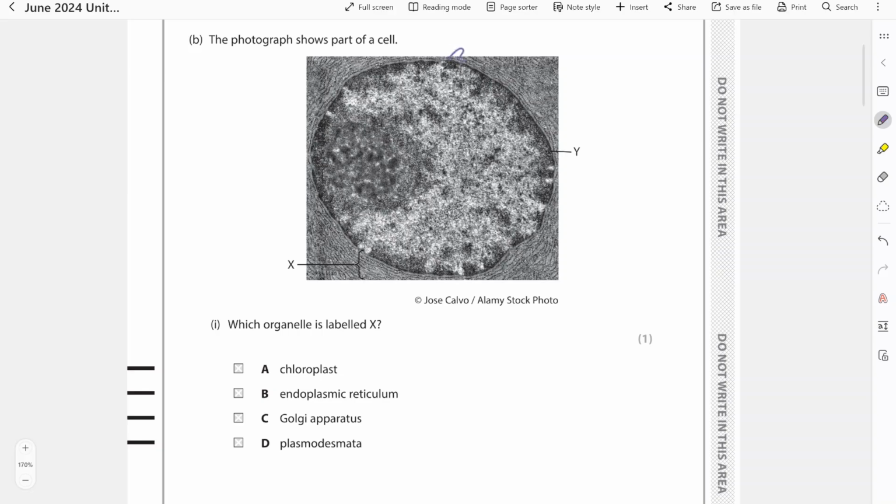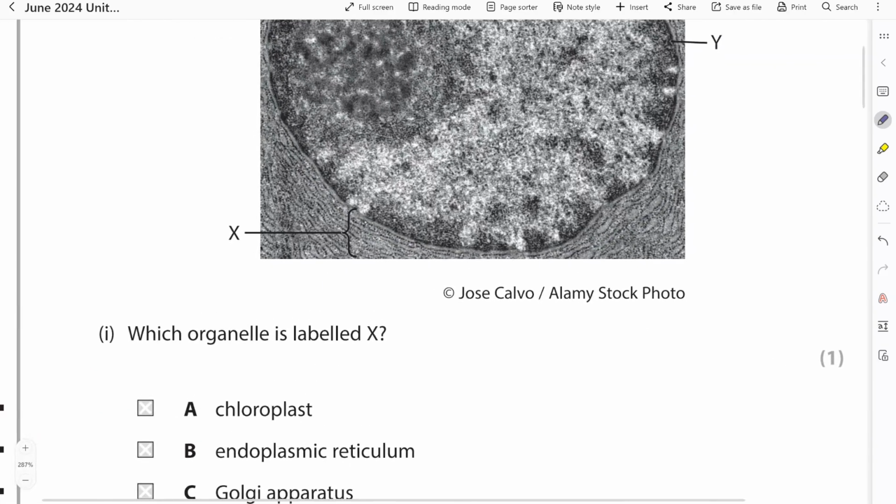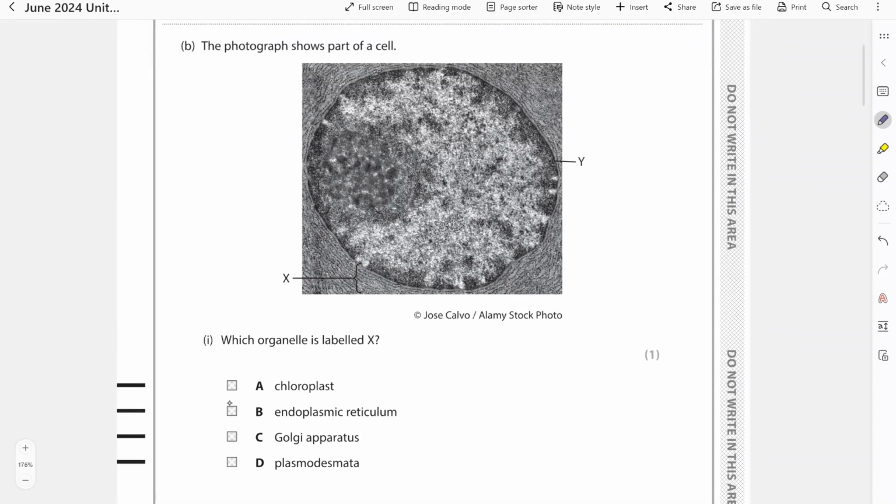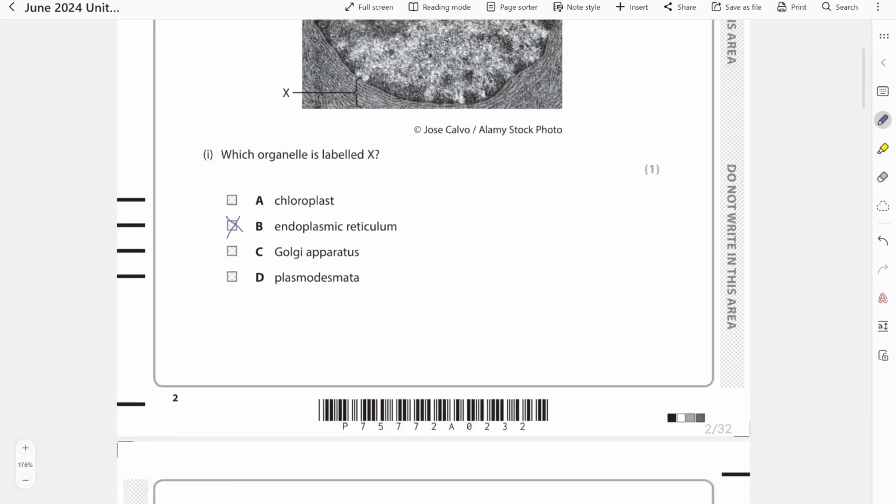So this whole thing that we see here is the nucleus. And the X that you see here, you can see there are lots of dots. That means that there are ribosomes on it, so it must be the endoplasmic reticulum, specifically the rough endoplasmic reticulum because of the little small dots, which are the ribosomes.